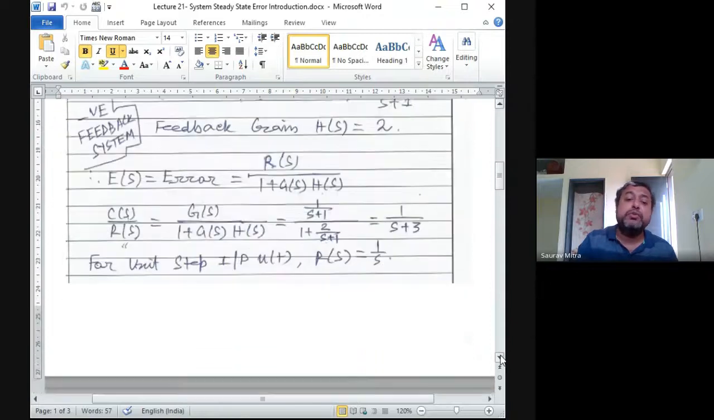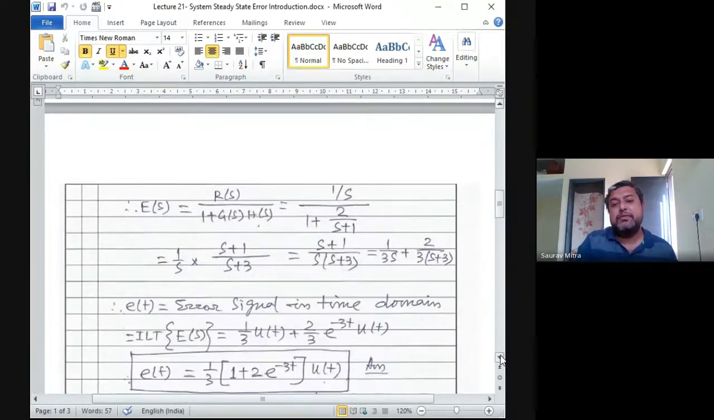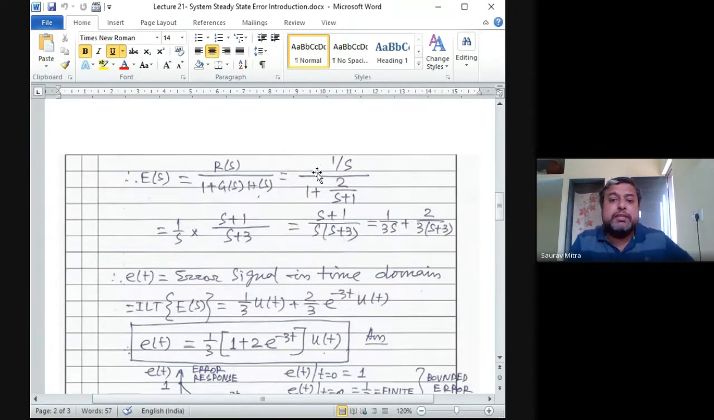Now there are two ways we can find out the error. Find out what is E(s). So E(s) is R(s), which is 1 by s, the input, divided by 1 plus 2 by s plus 1. If you do that and some rationalization, this becomes s plus 1 by s into s plus 3. If you take the partial fraction, this becomes 1 by 3s plus 2 by 3 into s plus 3. So from here you take 1 by 3 outside. Then E(s) you have found.